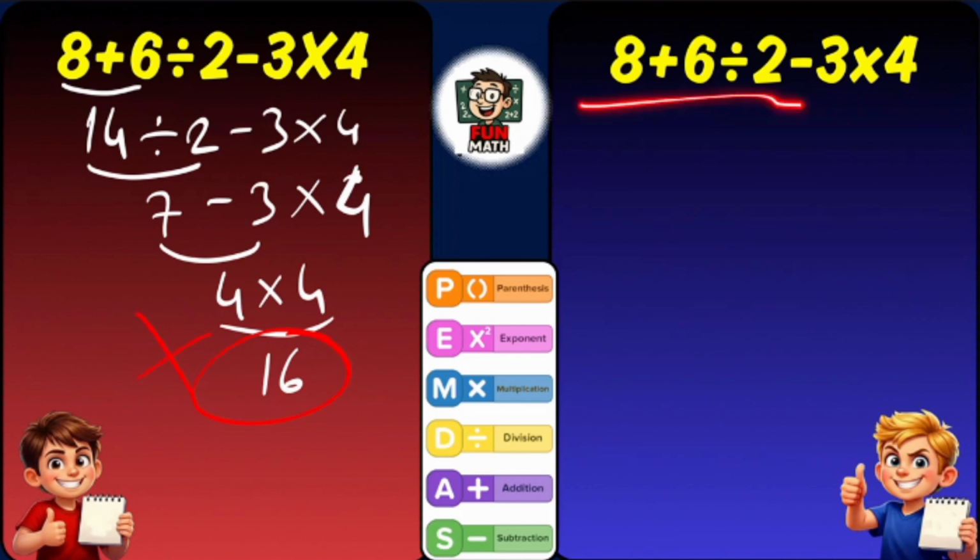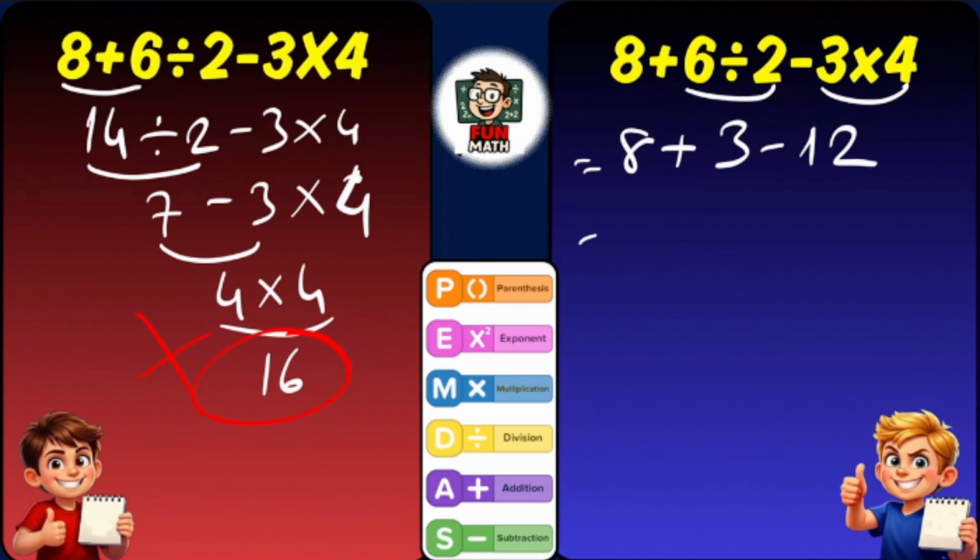Okay. Solving the problem. Addition, division, subtraction, multiplication. First, division and multiplication. Okay. 6 divided by 2 equals 3. 3 times 4 equals 12. 8. Okay. Now, addition and subtraction. Not ordered from left to right.